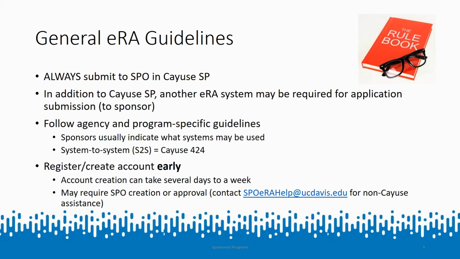If it says system to system or S2S, at UC Davis, that means 424 can be used. However, if you're applying to NSF, I don't care if it says that, use Fastlane. If you're applying to NIH, you can use 424 or Assist. It is up to you. If you're doing a multi-component, like a center scale grant to NIH, we recommend using Assist instead of 424. 424 works. We've done it.